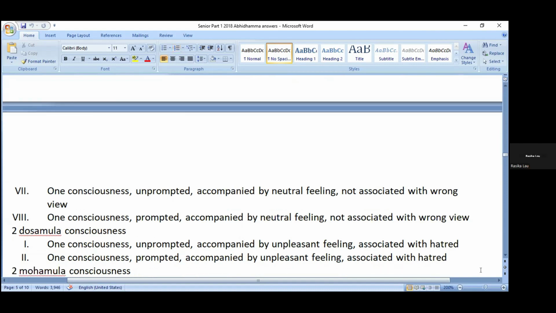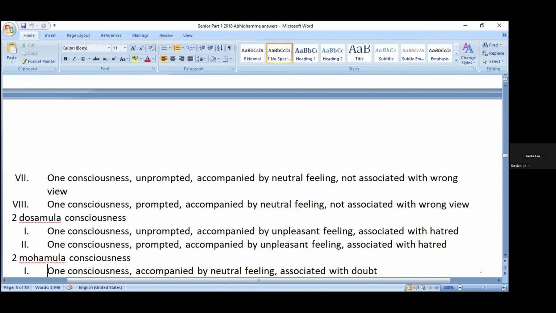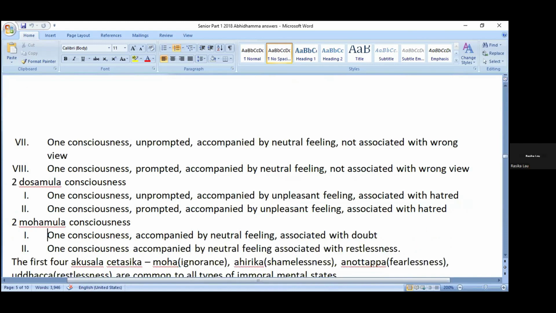Then another 2 more, moha. So the same one consciousness accompanied. So these 2 are with hatred, and then with doubt. This one is unpleasant, this one a neutral feeling, associated with doubt and restlessness.